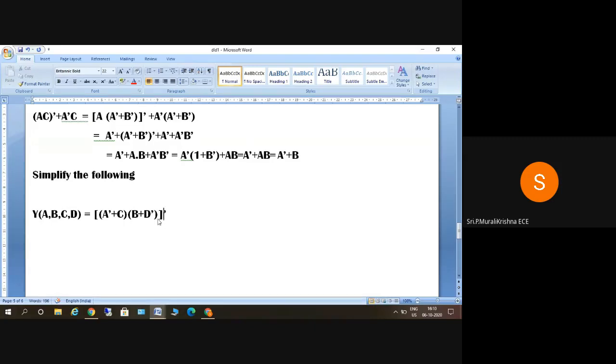D bar) whole bar. So the whole complement for this. So you know the Boolean functions like De Morgan. So what is De Morgan's theorem? A into B whole bar is equal to A bar plus B bar. Okay, so using De Morgan's law.